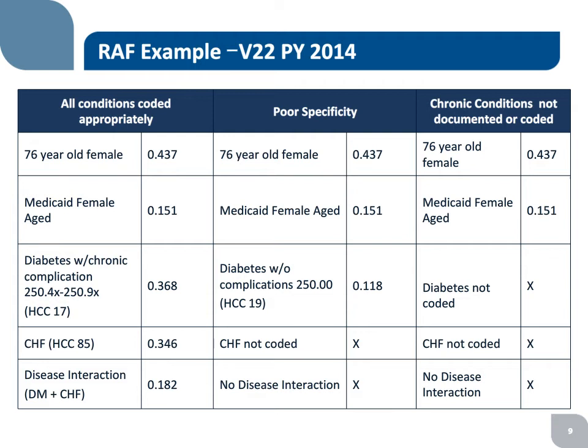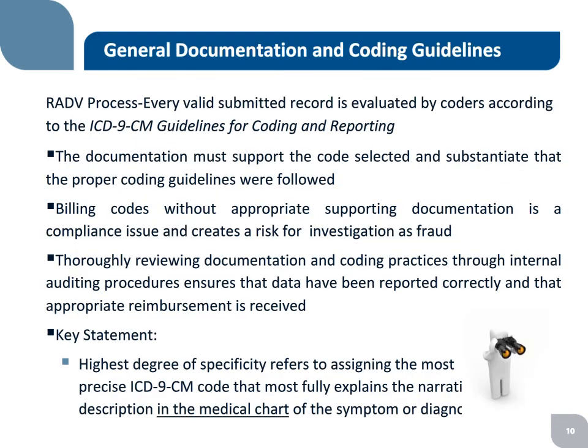So all of these columns would be added up and multiplied out by a factor, and that determines how much the health plan would receive in order to take care of the patient's medical needs and to pay physician contracts and so forth. With all that said, there is a process called RADV, and not just for Medicare, but there's always audits.